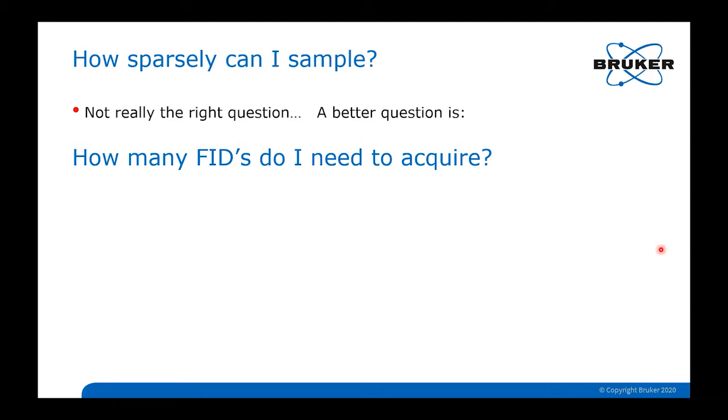So moving on a little bit more about how we do NUS and what parameters are relevant. One of the most common questions that comes up is how sparsely can I sample? Now, I was talking about for the HSQC doing 25% sparse sampling or 10% sparse sampling for the HNCO, or the other case where I went to 3% sparse sampling. But how sparse you sample isn't usually the right question. Usually the question that's more relevant is how many FIDs do I need to acquire?